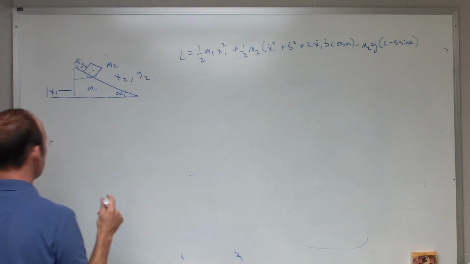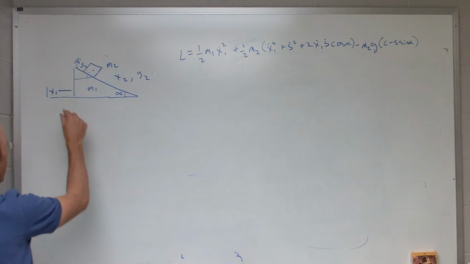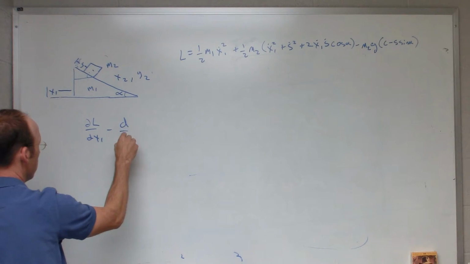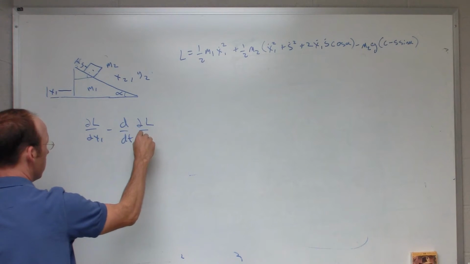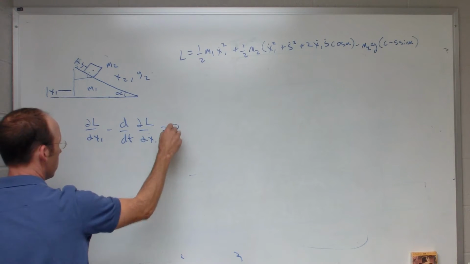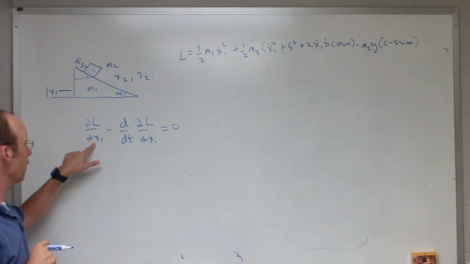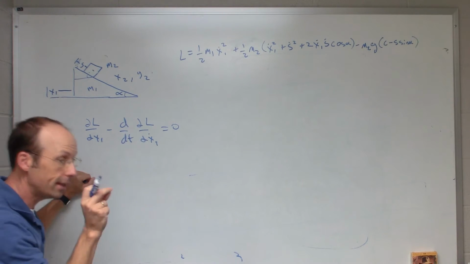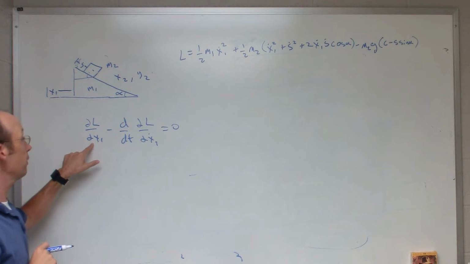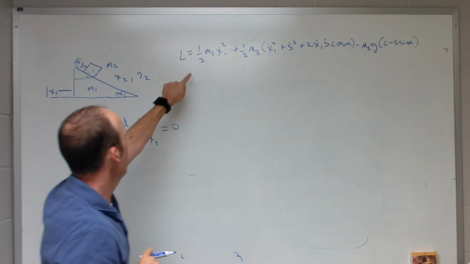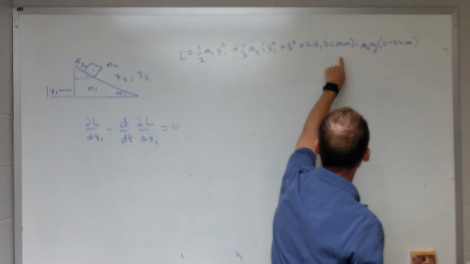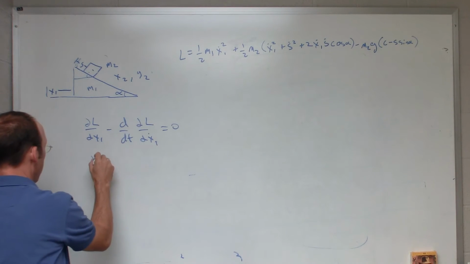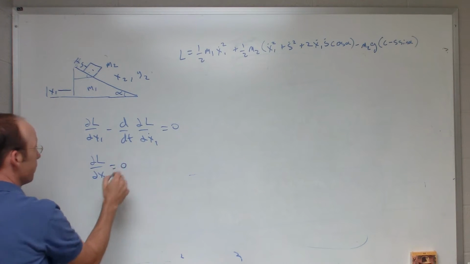Okay, so now here's my Lagrange equation for x1. I need to take the partial of L with respect to x1, the partial of L with respect to x1 dot, and then take the derivative of that. This first one's pretty easy. Looking through here for where I have x1 and where I don't, all of this is like a constant, so I get 0. So the partial of L with respect to x1 equals 0.